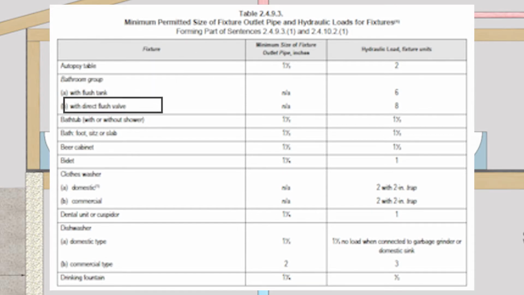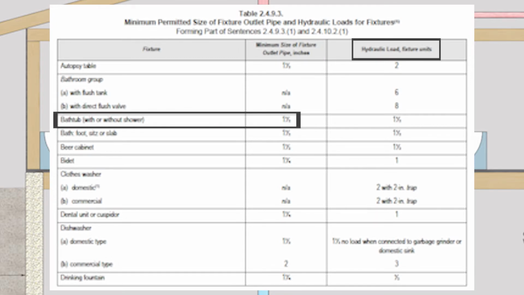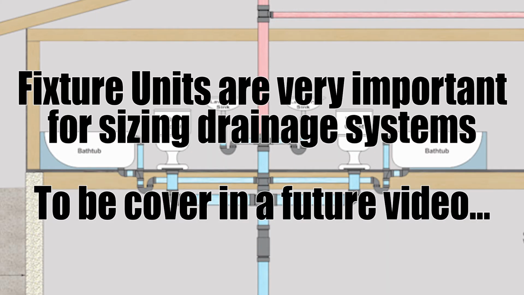So let's go down to bathtub with or without shower. The middle column is minimum size of fixture outlet pipe in inches. That would be 1.5 inches. And on the rightmost column, we have hydraulic load in fixture units. That is 1.5. The fixture unit is a design factor for drainage. We are not going to be using it today, but we're going to give it the honorable mention for each fixture we talk about because it will be important in the following videos.